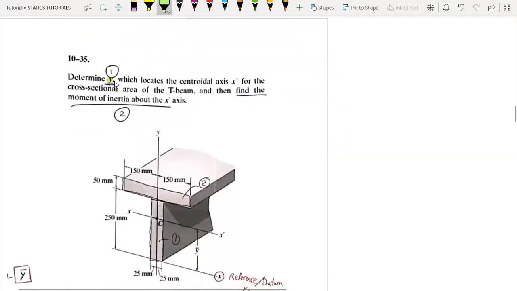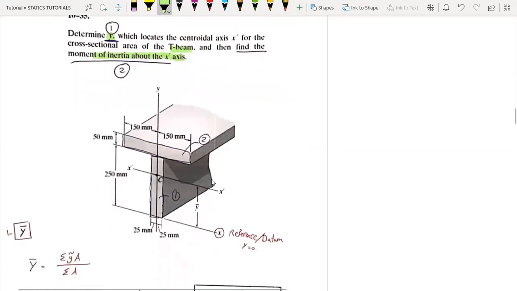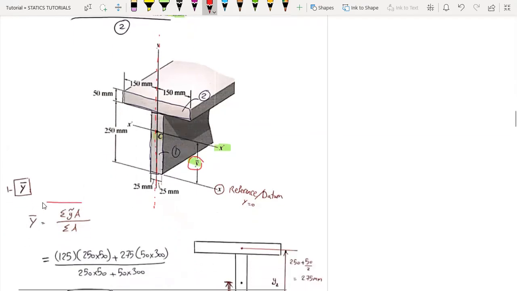Here, this problem, regarding chapter 9: determine the centroid, y bar, for the T-beam, and then find the moment of inertia about the x prime axis. So here is the x prime axis. First of all, we need to find the centroid, which is the y bar. Here x bar is 0, because it is symmetric about the y axis. So we need to find only y bar, which is the summation of y tilde A divided by the summation of A, as we did in chapter 9.